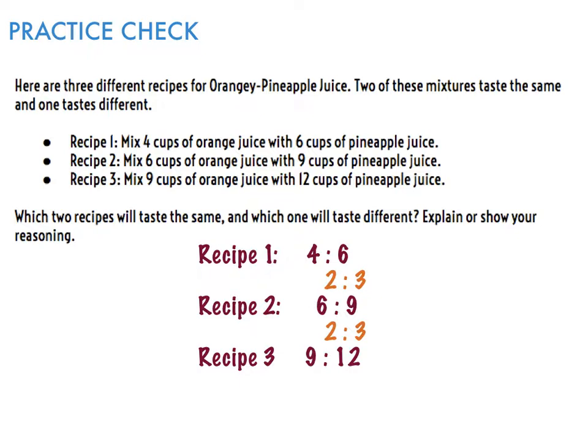Now recipe 3, 9 cups of orange juice to 12 cups of pineapple juice. If I reduce both of those by dividing by 3, I'm going to get 3 to 4, so that is not the same ratio. Recipe 1 and recipe 2 are actually going to taste the same. They'll have the same kind of combination of oranginess and pineapple-iness, and recipe 3 is going to be stronger in one way than in the other.